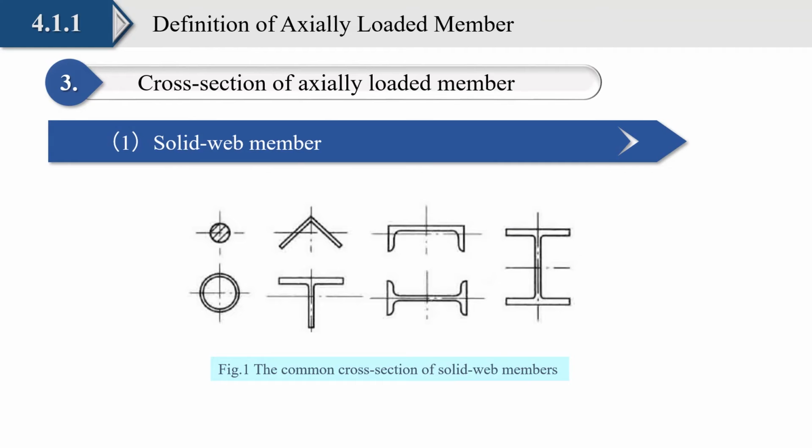According to the cross-section form, the axially loaded member can be divided into 2 categories: the solid web member and the built-up member. The common cross-section of a solid web member includes the round section, pipe section, angle, T-shaped, I-shaped, H-shaped sections, and the channel steel, etc., as shown in figure 1.